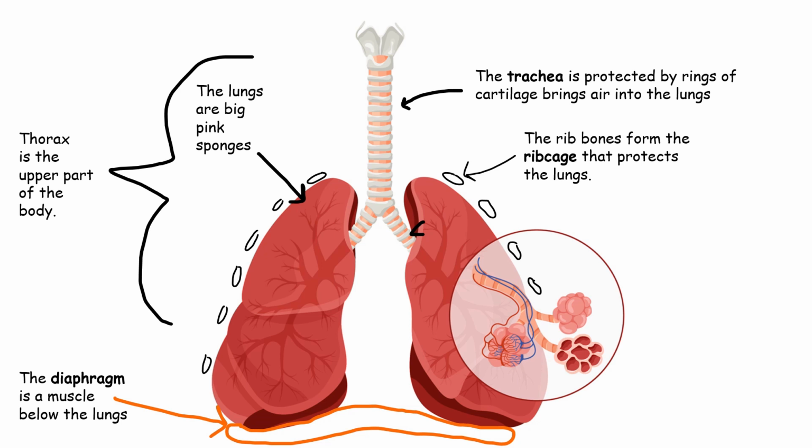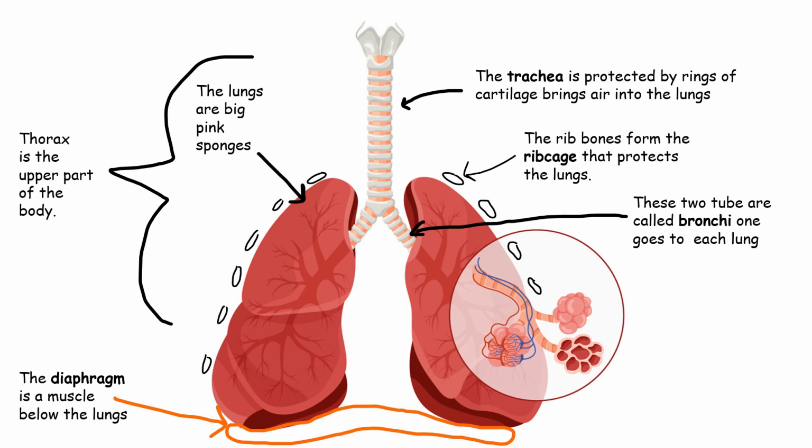Then we have the windpipe, which is called the trachea. This brings air into the lungs. It's protected by rings of cartilage. And then it splits into bronchi, which is plural for bronchus, and one goes into each lung. Then the bronchus or bronchi divide into bronchioles, slightly smaller tubes. These ones don't really have cartilage.